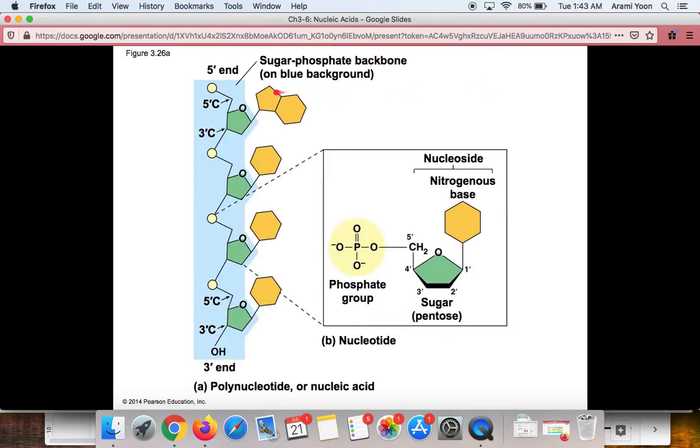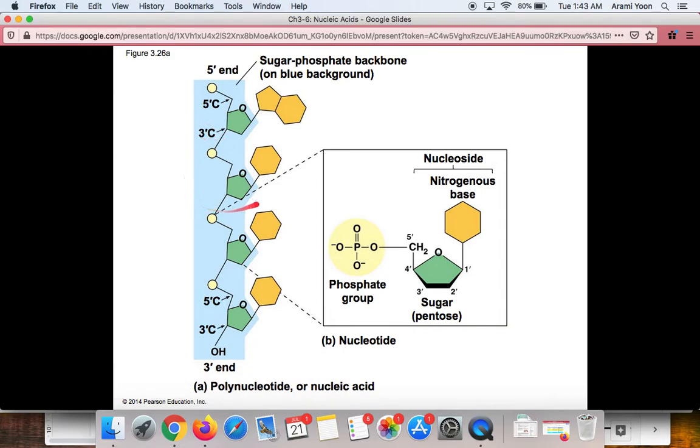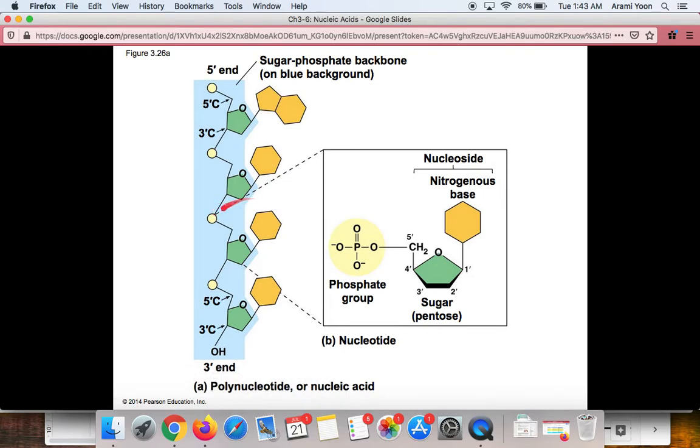So here's a different version of that schematic. Here you can see one single-stranded polynucleotide, and we've got 1, 2, 3, 4 nucleotides in this polynucleotide pictured here. If we zoom in on just one nucleotide or one monomer, here's what you would see.